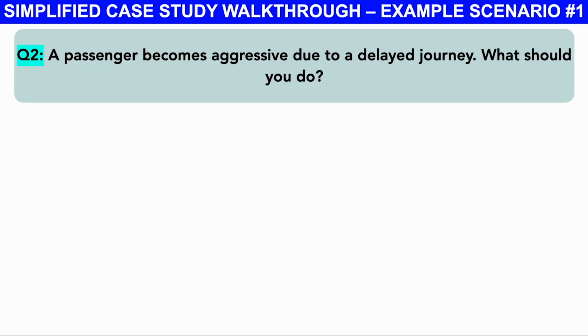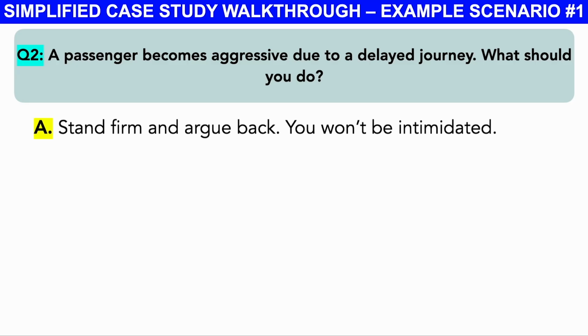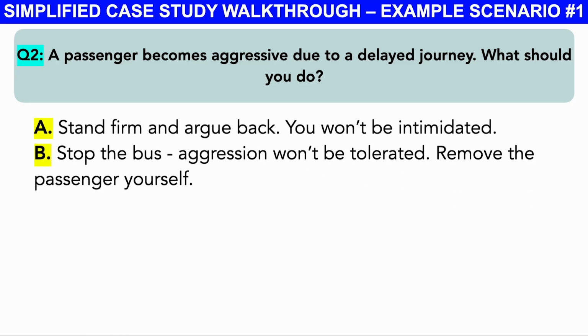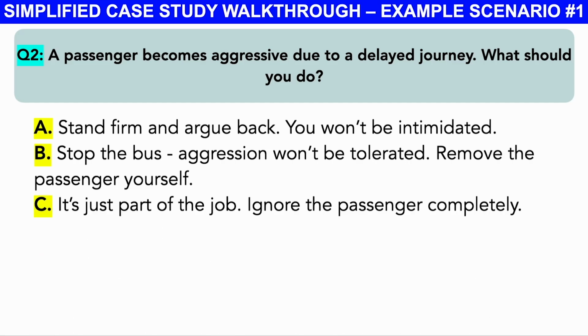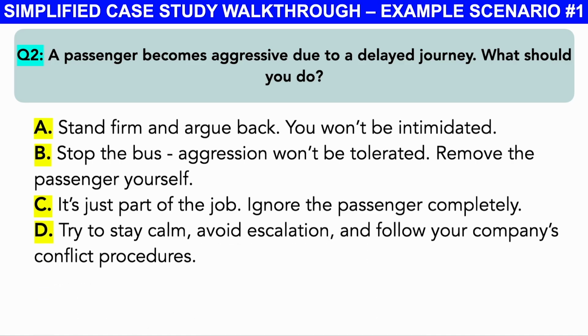A passenger becomes aggressive due to a delayed journey. What should you do? A, stand firm and argue back. You won't be intimidated. B, stop the bus. Aggression won't be tolerated. Remove the passenger yourself. C, it's just part of the job. Ignore the passenger completely. D, try to stay calm, avoid escalation, and follow your company's conflict procedures. Again, I'm going to give you 5 seconds to answer this question and write your answer in the comment section below this video. Here we go.